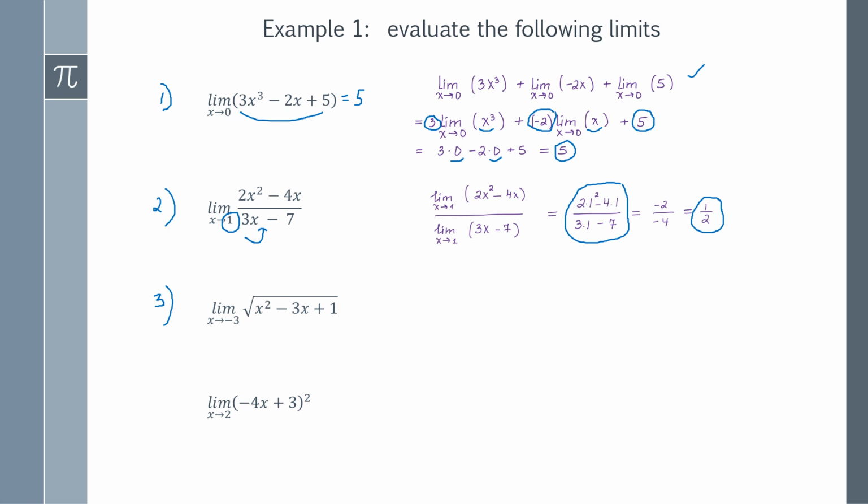We have the limit as x goes to -3 of the root of x squared minus 3x plus 1. For this root, we need to make sure that the expression under the radical is greater than or equal to 0. Otherwise, we have an undefined expression. So if I plug that in, what am I going to get? -3 squared minus 3 times -3 plus 1, that is certainly greater than 0.